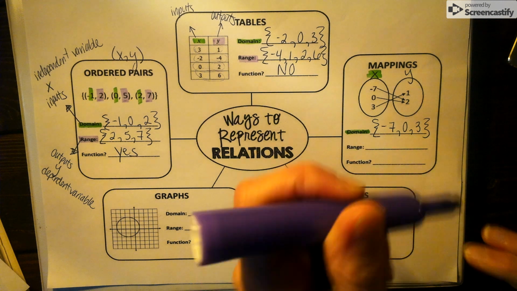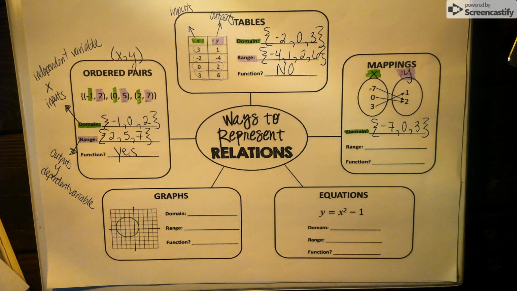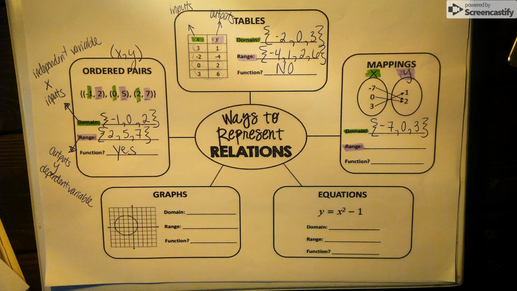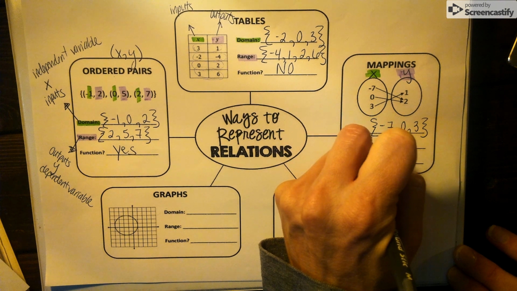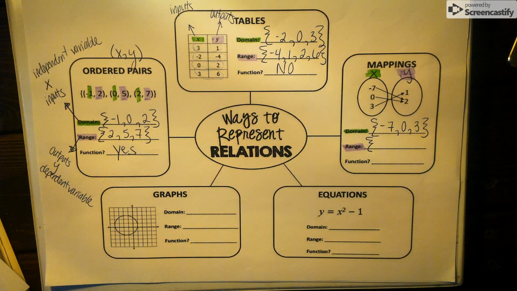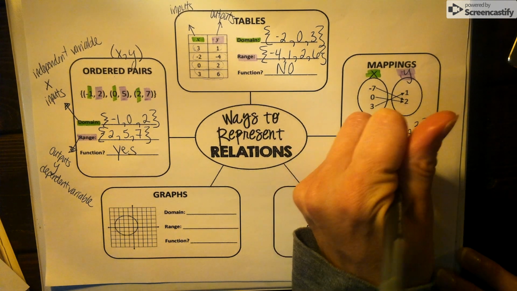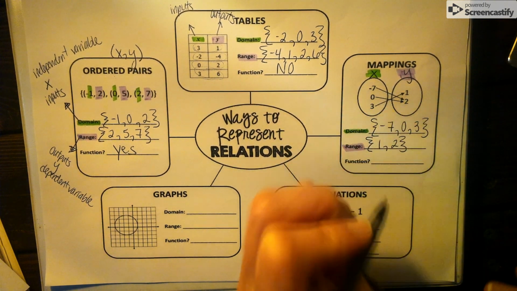For my range then, or my Y values, output values, or dependent variables, I'm going to use purple to highlight that. And again, I'm going to use set notation, and I'm going to organize those numbers from least to greatest, where there's only 2. So 1 comes first, then 2, and then close off with a fancy bracket.